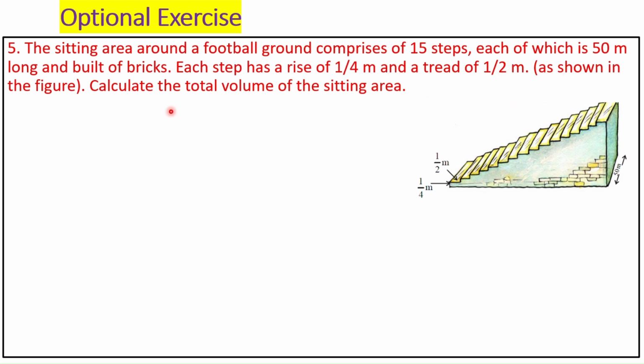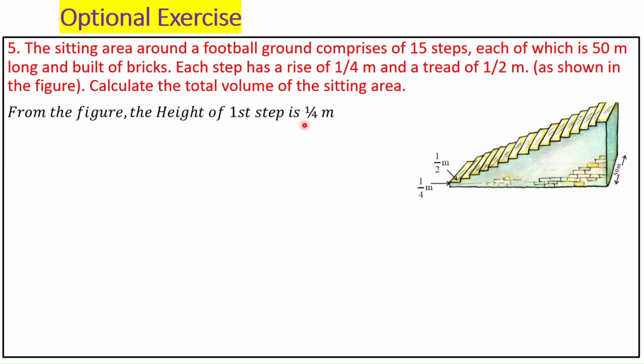Okay, calculate the total volume of the sitting area. Basically we should calculate total volume of this step block, whatever you call. And the length of the step is 50 meters. So we can calculate step by step actually, and they will form a progression, then calculate the sum of it.